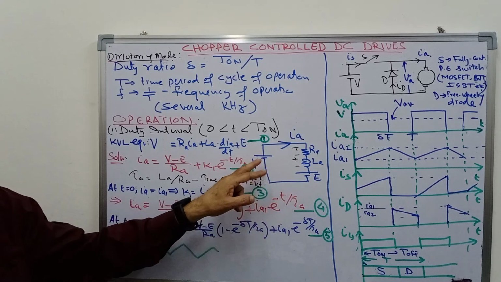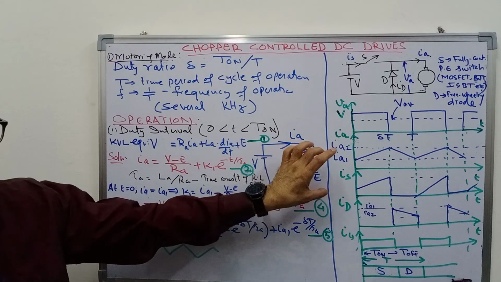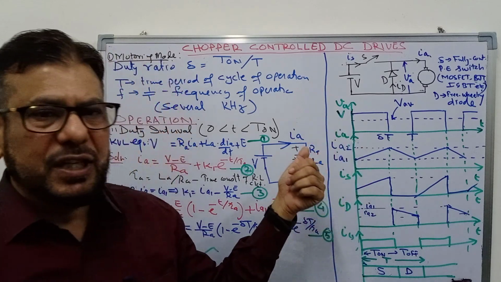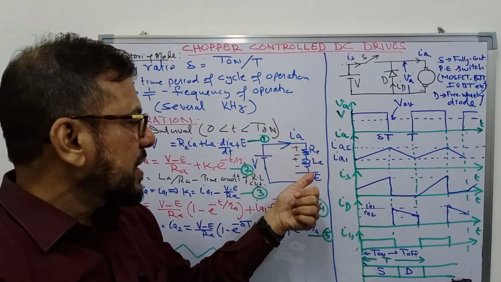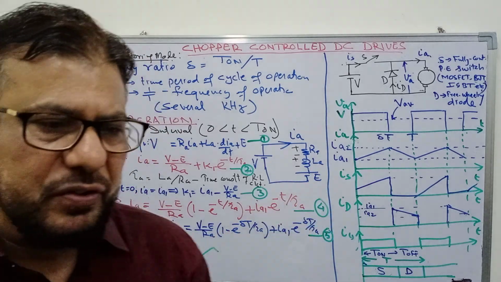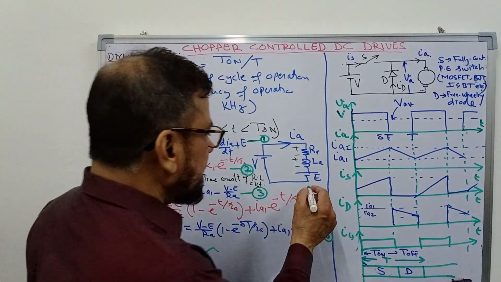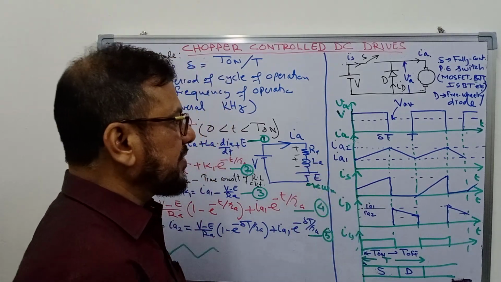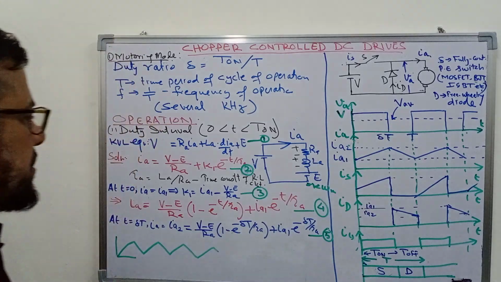During the duty interval, voltage is connected across the motor. The motor I have shown by its equivalent circuit, that is the resistance of the armature, inductance of the armature, and the back EMF, which you can treat as a constant voltage source. This E will be equal to K omega M, that is the speed corresponding to the average voltage here.